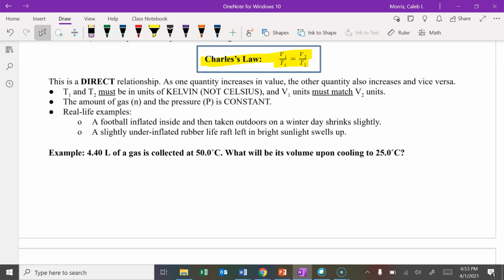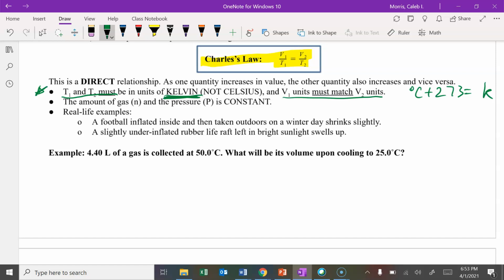Temperature, you've got to make sure that you understand this. Temperature has to be in Kelvin. So what that means is we're going to add 273 to our Celsius temperature in order to get kelvins. The amount of gas and the pressure is constant. Your volume units have to match.